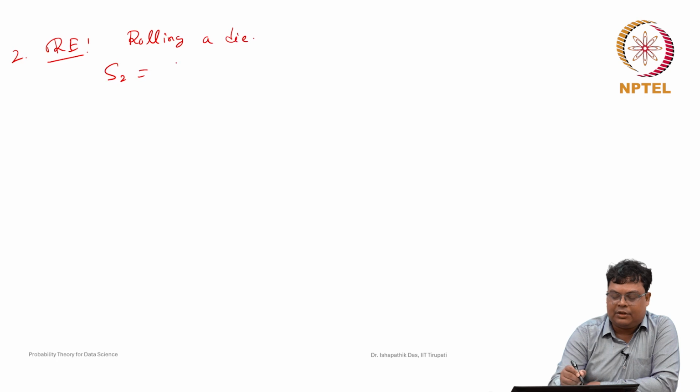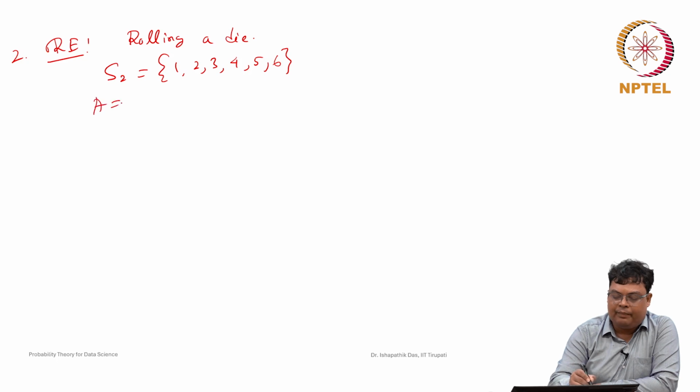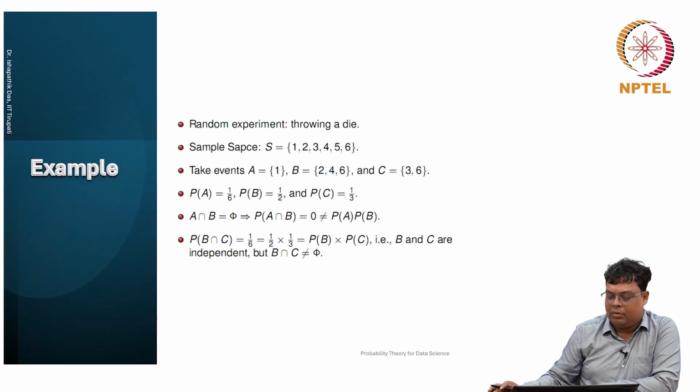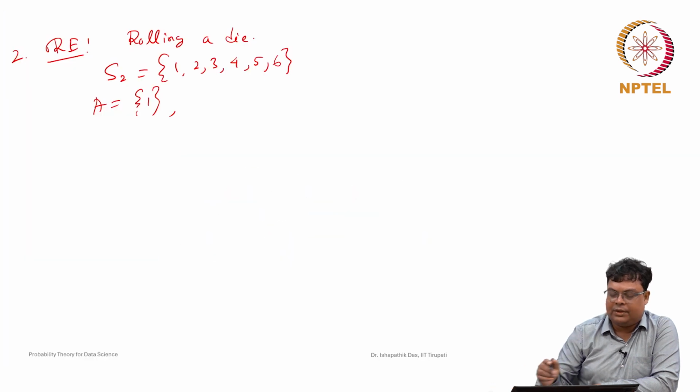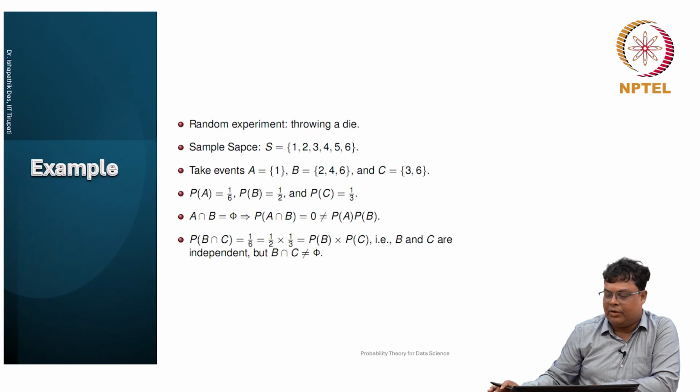The sample space S is 1, 2, 3, 4, 5 and 6, and we consider it an unbiased, balanced die. Let us consider the events A equal to {1}, B equal to {2, 4, 6} and C equal to {3, 6}. So these are the three events we consider.